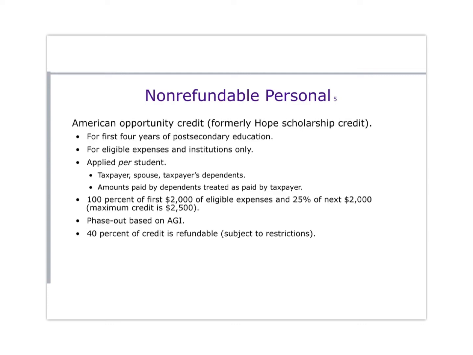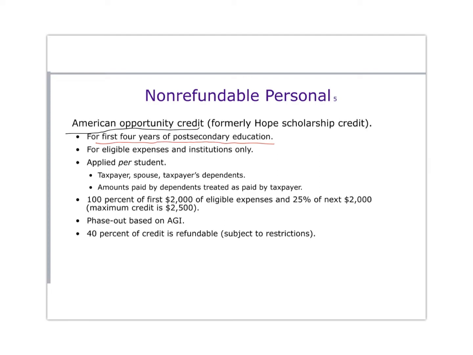So the next credit we're going to talk about, really the next two credits we're going to talk about, are both education-related credits, okay? So the first of them is the American Opportunity Credit, all right? It used to be called the Hope Scholarship Credit. Now, there are some big differences between these two credits. So these are very important things. This one is for the first 4 years of post-secondary education only. All right. So, if you have a 5-year program or whatever, this one is only eligible for the first 4 years. So essentially, you could take this credit for 4 years. Okay. It's for eligible expenses and institutions.